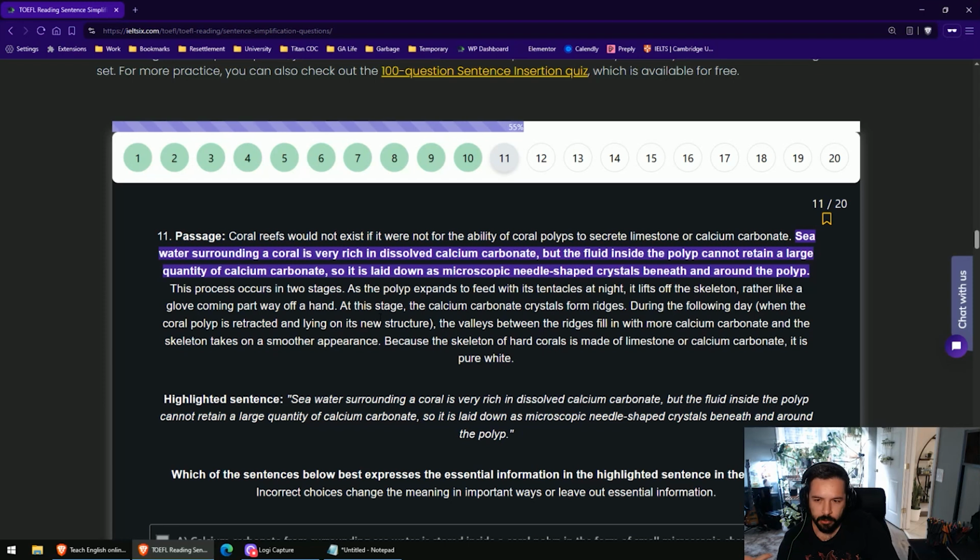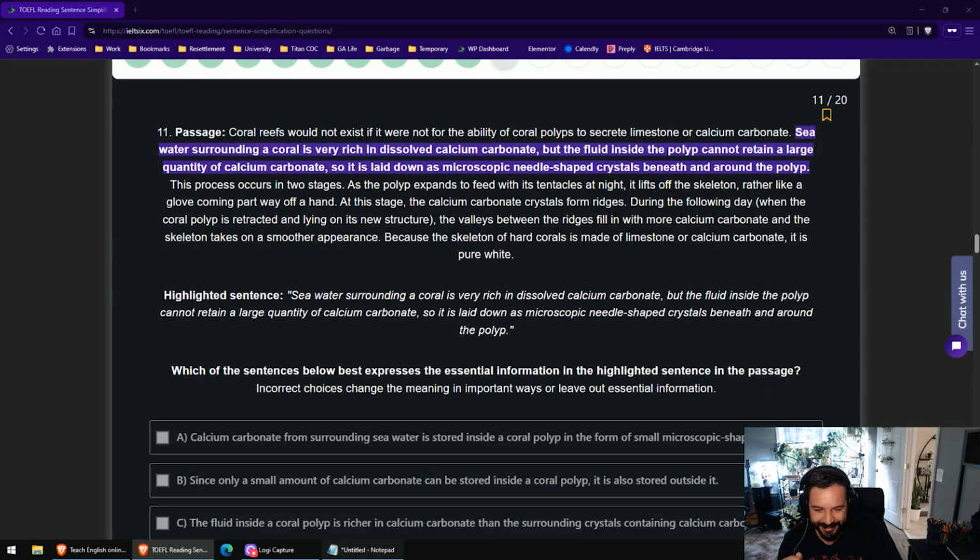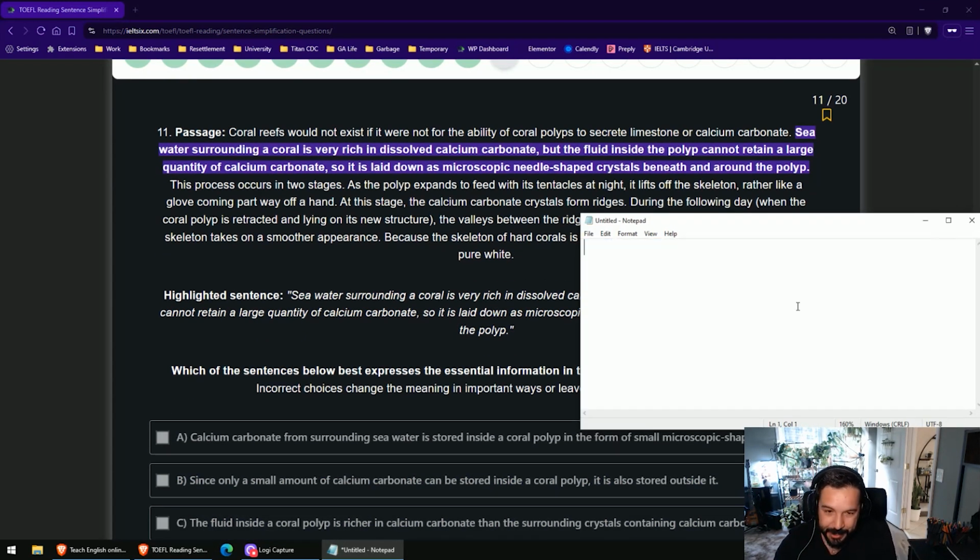11. Seawater surrounding a coral is very rich in dissolved calcium carbonate, but the fluid inside the polyp cannot retain a large quantity of calcium carbonate, so it is laid down as microscopic needle-shaped crystals beneath and around the polyp. What does that mean? We don't know. Honestly, this is why I became a teacher of English, because I couldn't understand any of the stuff that I was studying in school.